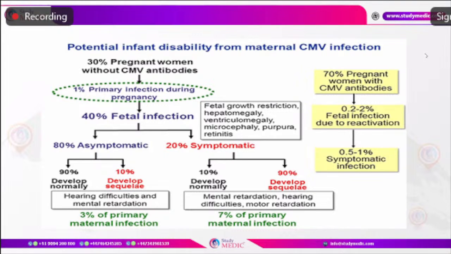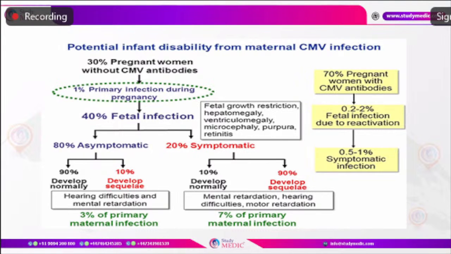Of the 70% of women with CMV antibodies, the fetal infection rate is very low, almost 0.2 to 2%. This can happen because of reactivation. And out of these, symptomatic infections are present in 0.5 to 1%. So on an overall average, what we have to remember is if the woman develops CMV infection and it is symptomatic, then 90% of the babies can develop sequelae.